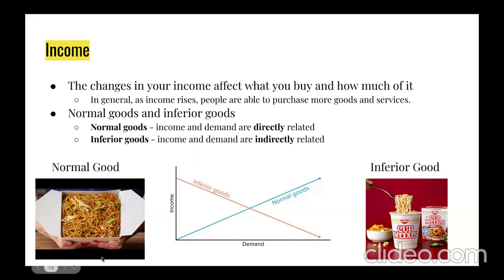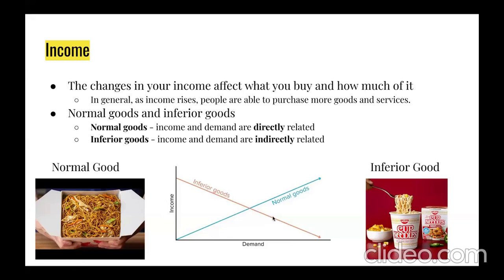Our takeout chow mein is our normal good. Cup of noodles, inferior good. Normal good, the nice takeout chow mein. So the relationship between income and normal goods, the demand for normal goods, is directly related. It's this blue line. As your income goes up, your demand for normal goods also goes up. Direct relationship, right? So the demand for the normal good will go up as income goes up.